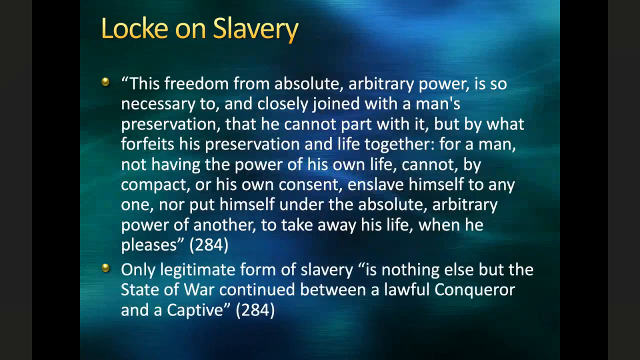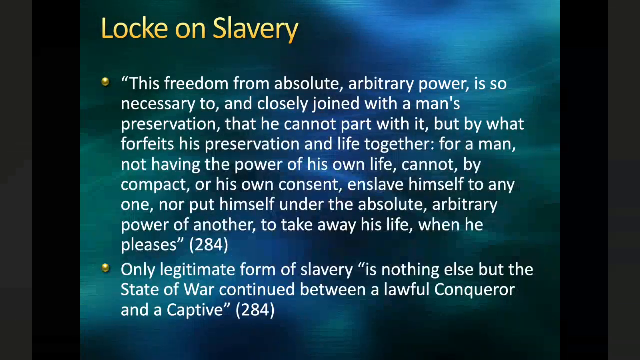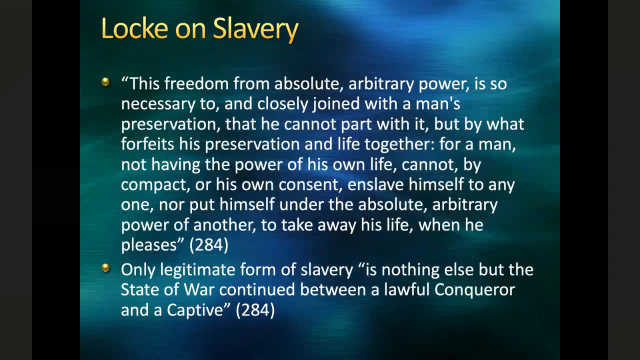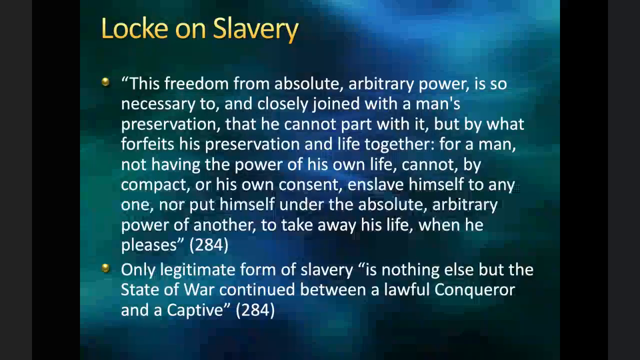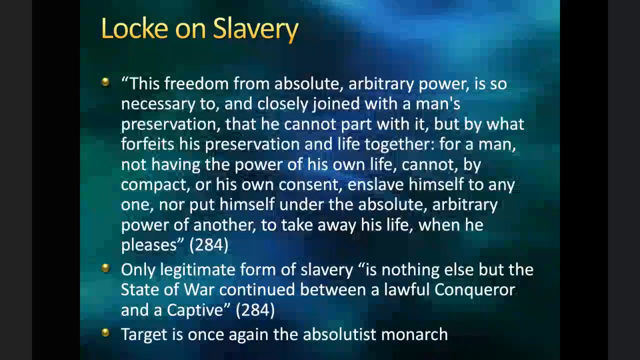The only legitimate form of slavery is when someone who declares war against another, who has already violated the laws of nature and declared themselves to not be bound by them, is then defeated, and the victor, the person who was wronged, the person who was threatened by the war, chooses to spare their life and enslave them rather than kill them. Because they have the right to kill a thief, if you defend yourself and disarm the thief, you can enslave them, because this is nothing else but the state of war continued between a lawful conqueror and a captive. Now this creates a tension.